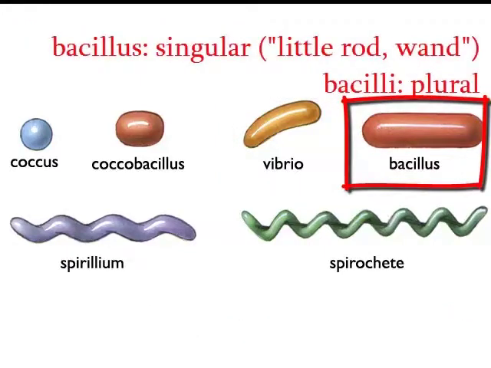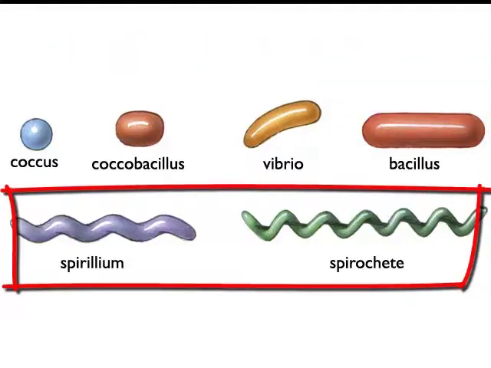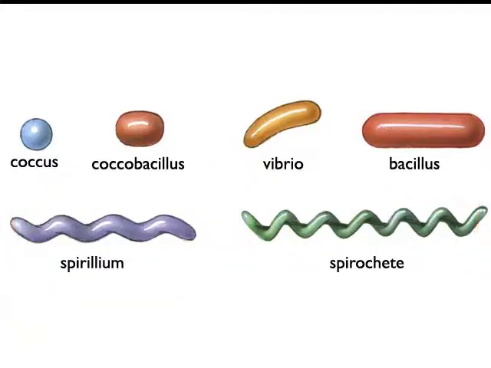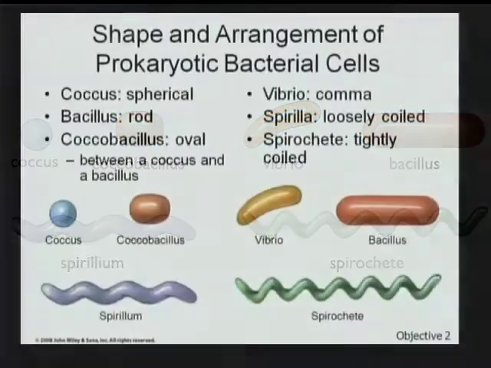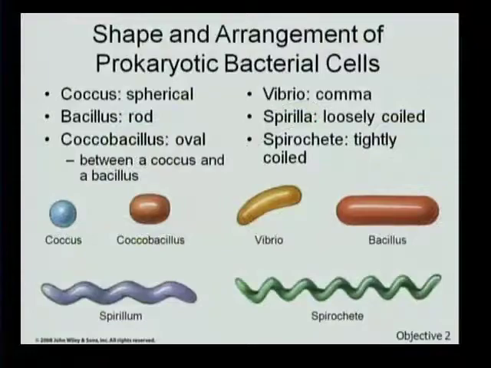Bacillus is a rod-shaped organism, and you can see it looks like a hot dog there. Those are the bacilli. Then we have the spirillum and the spirochete. The spirillum is loosely coiled, and the spirochete is tightly coiled. In a micro lab, these organisms are usually only seen on what we call dark field microscopy, or they're hard to see. I couldn't tell the difference under the scope between a spirillum and a spirochete, so we won't ask you to do that either, but just know that they are corkscrew shaped.